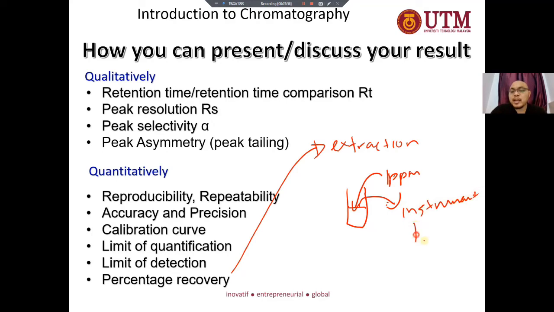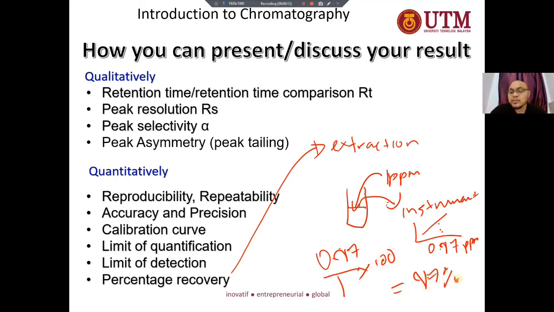From the instrument and the calibration curve, you get 0.97 ppm. So you can say 0.97 ppm over 1 multiplied by 100, so you get about 97% recovery. So percentage recovery is the one where you extract from the sample, or from the simulated sample, to test if your method of extraction is good enough or not.